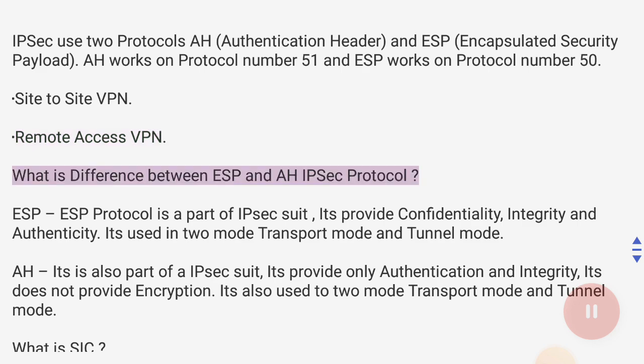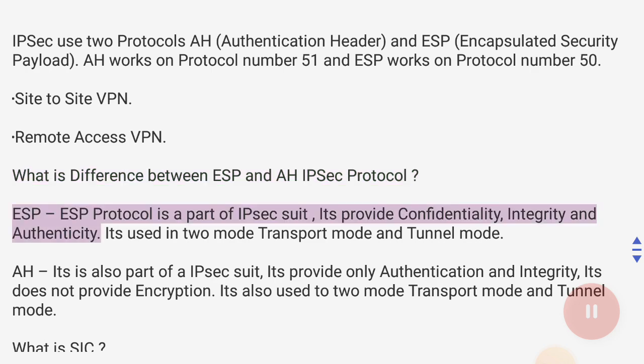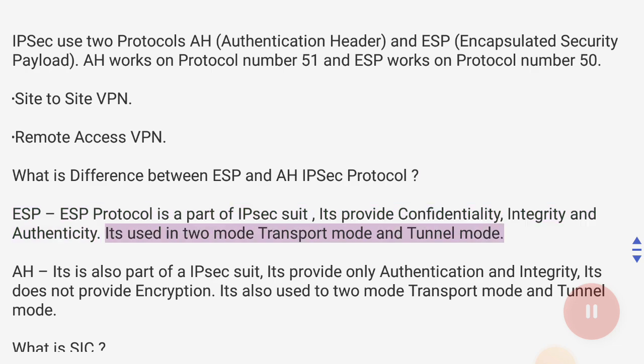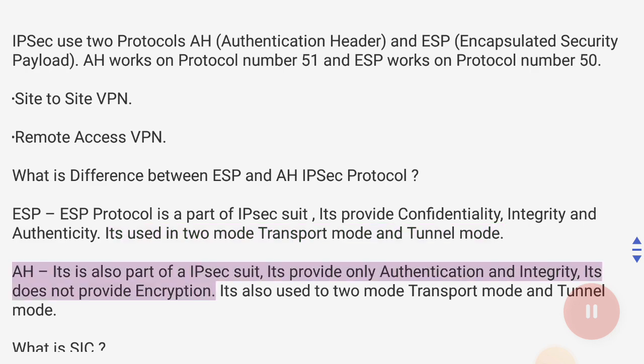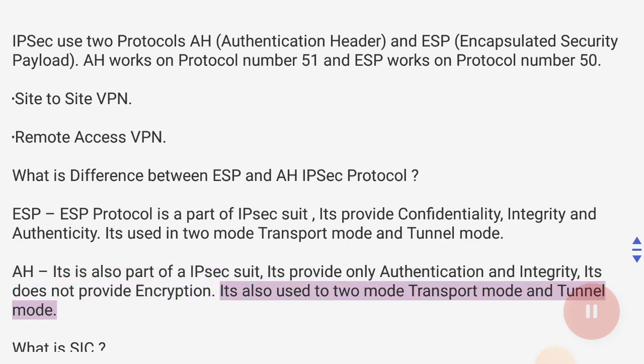What is the difference between ESP and AH protocol? ESP protocol is a part of the IPsec suite. It provides confidentiality, integrity and authenticity. It is used in 2 modes: transport mode and tunnel mode. AH is also part of the IPsec suite. It provides only authentication and integrity. It does not provide encryption. It is also used in 2 modes: transport mode and tunnel mode.